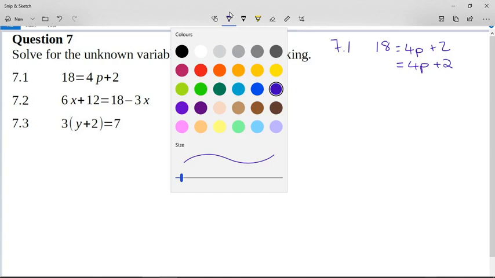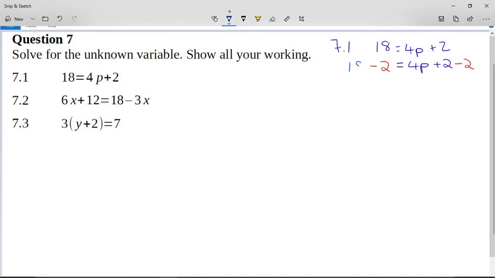So if I subtract 2 on this side, I must subtract 2 on the other side, okay? Because what we do to the left, we do to the right. So I had 18 on this side, and now I must subtract the 2. So you can see on this side I've got plus 2, minus 2. They're going to cancel each other out. So I'm left on the right with 4p, okay? On the left-hand side, I've got 18 subtract 2. 18 subtract 2 is 16, okay?